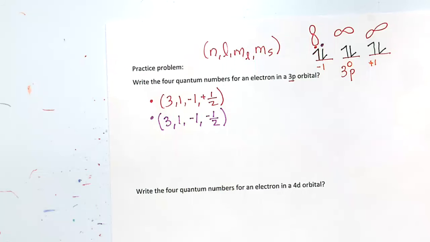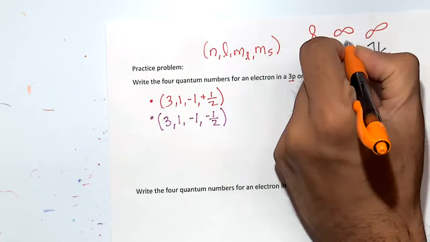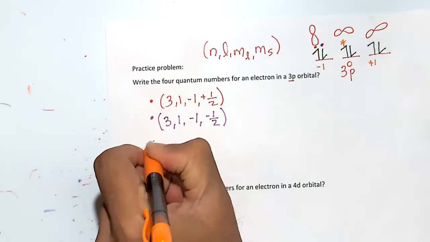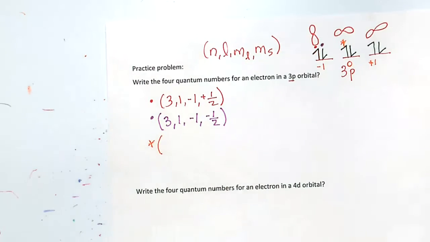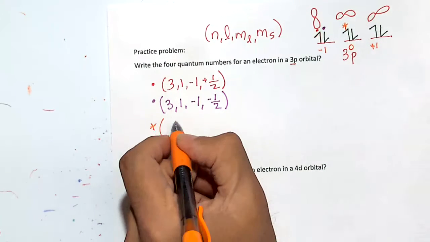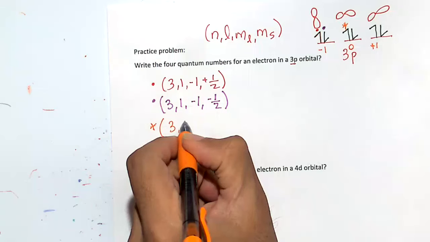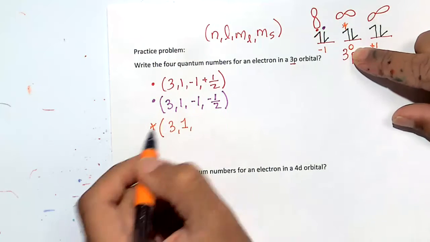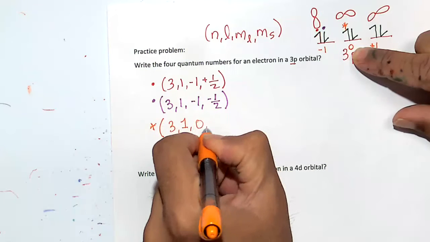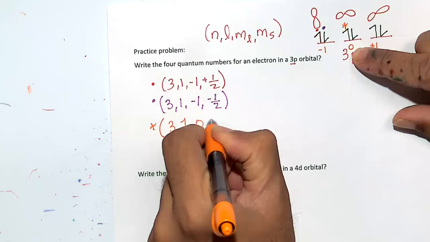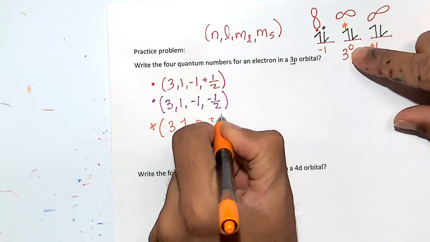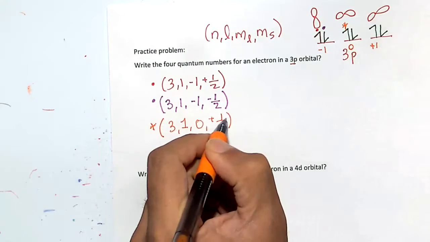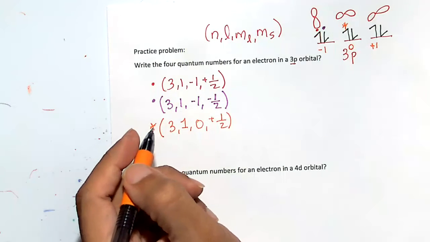Okay, we got 4 more to go. Let's do the orange one here, the orange asterisk. What will the orange asterisk be? 3. L is 1 for a p orbital. What is the m sub l here? 0. Is it spin 1/2 or -1/2? It's +1/2, spin up.